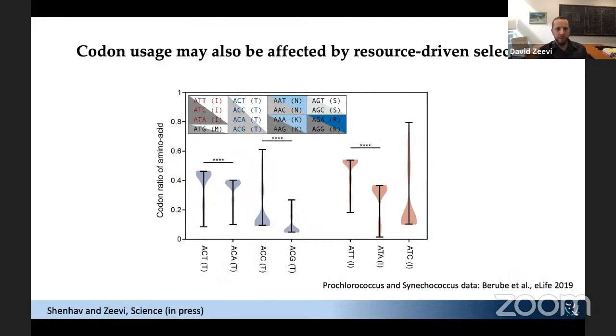And in fact, what we're seeing is that, taking into consideration differences in GC content between genomes, ACT is much more popular than ACA, and ACC is much more popular than ACG. And we see that this extends as well to isoleucine codons.